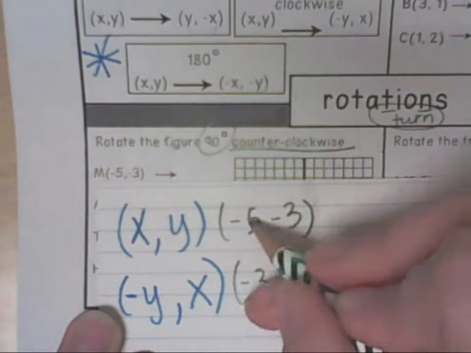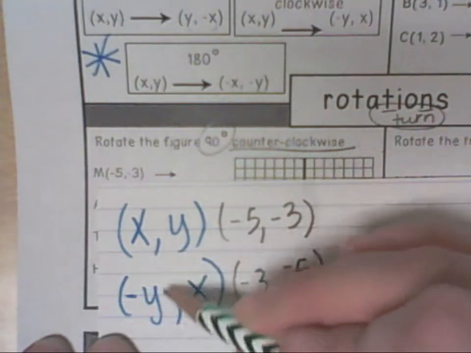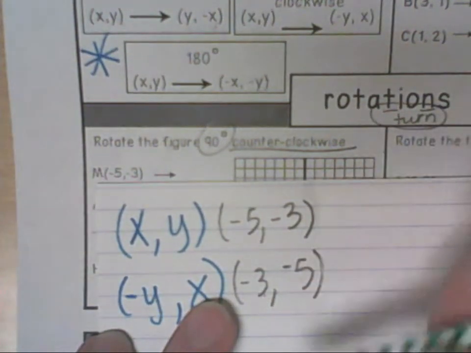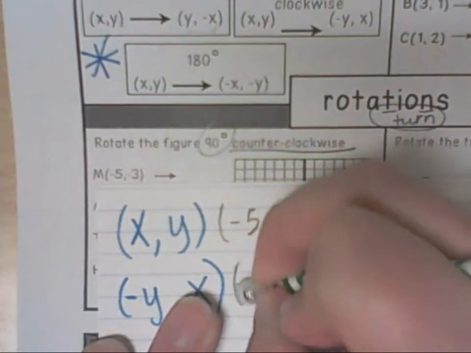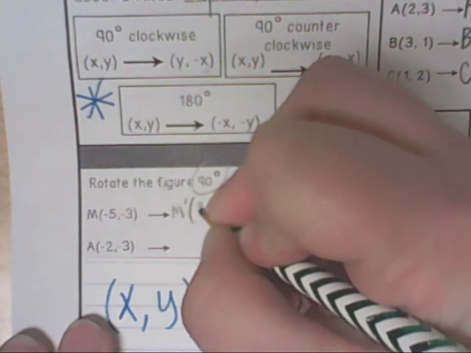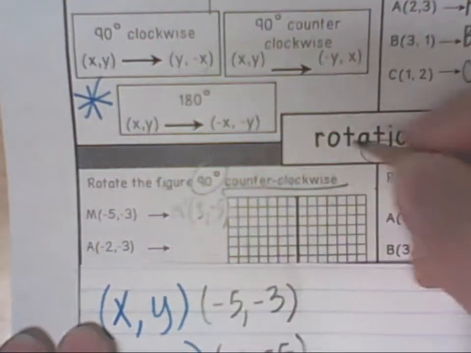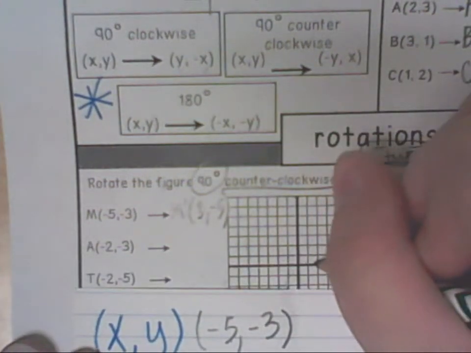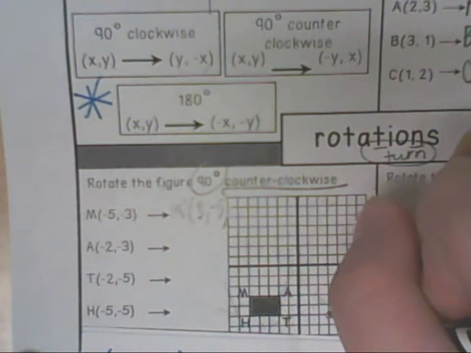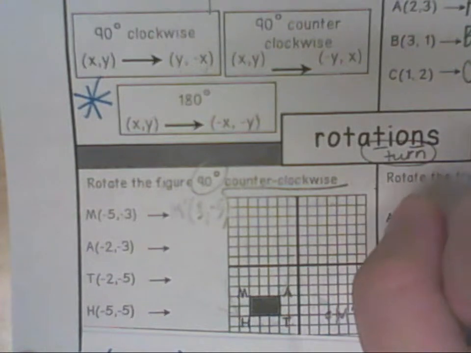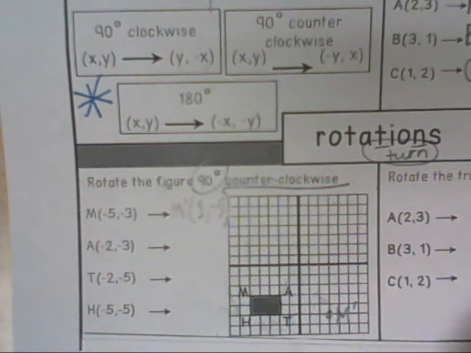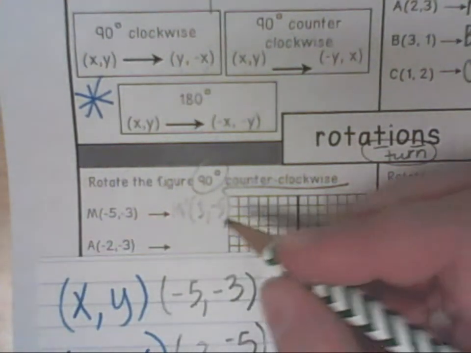Now careful, okay, this is what we get when we flip them, but it says we have to do the opposite of Y. So the opposite of -3 is +3. That's right. So what we do is we take M prime, and it's going to be +3, -5. Let's go ahead and plot that point. And when we plot that point, we know that's going to be our M prime because it's been rotated 90 degrees counterclockwise.